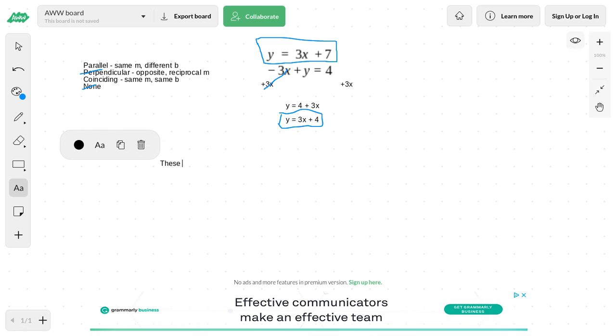So I'm going to put these functions are parallel because they have the same slope, which is m, but a different b, or different y-intercept, which is b.